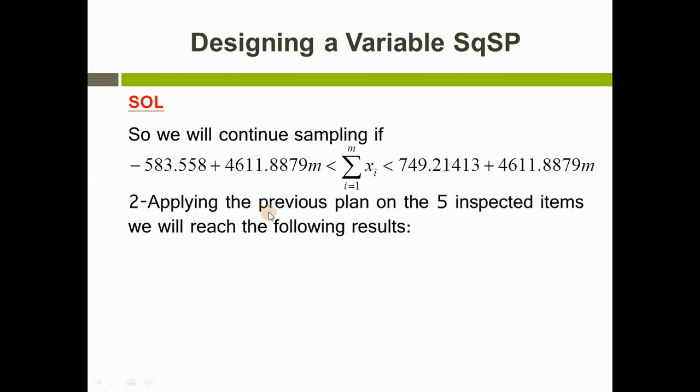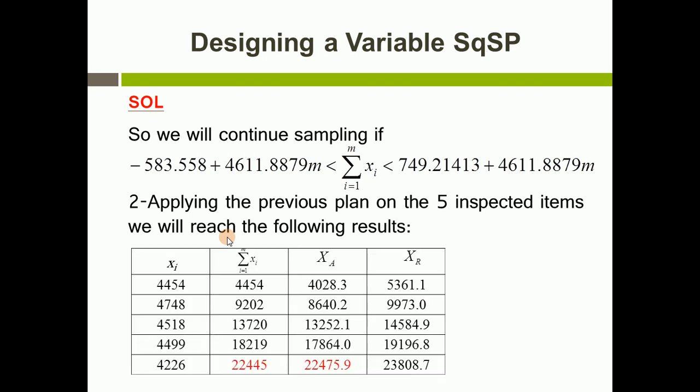Okay, the second question was to apply this plan on 5 inspected items and see what result we shall reach. So here, as you can see, here is xi. This is the measurement we take for the ith unit. And this is the summation xi. This is the cumulative measurements. And here is the acceptable limit and a rejectable limit.